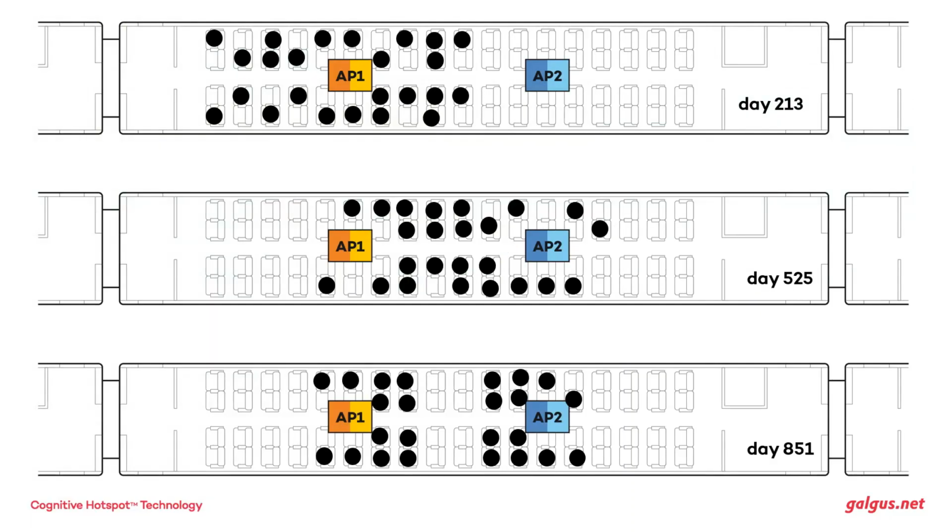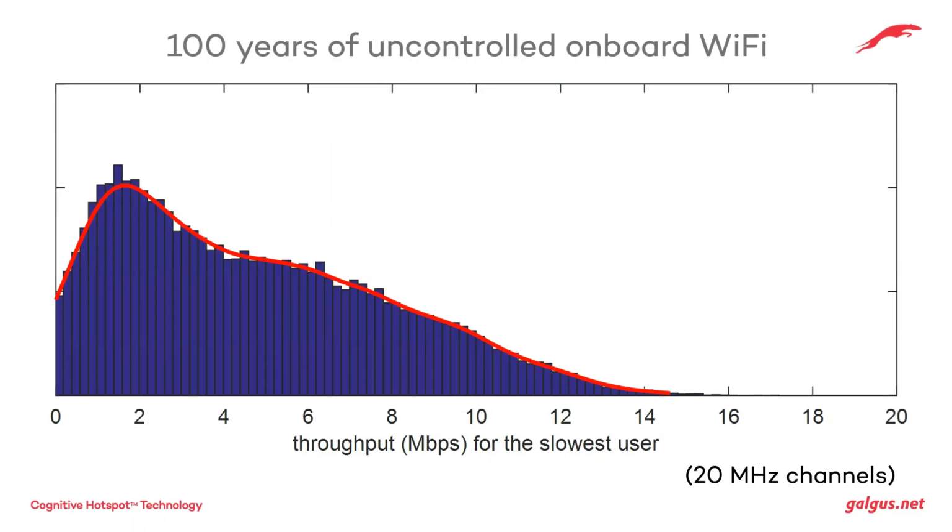We have simulated thousands of travels of our example train, computing the trends of the guaranteed throughput depending on the user distribution. Here is the histogram called 100 years of uncontrolled onboard Wi-Fi.